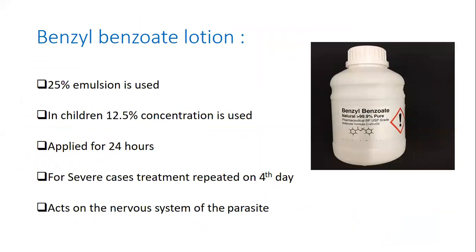So for benzyl benzoate lotion, a 25% emulsion is used. In children, 12.5% concentration is used. It is applied for 24 hours before washing. For severe cases, treatment is repeated on the 4th day. It acts on the nervous system of the parasite.